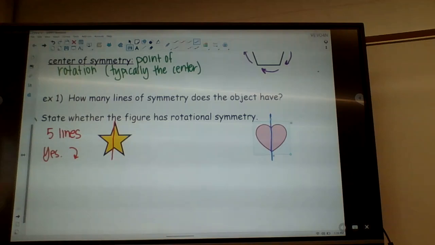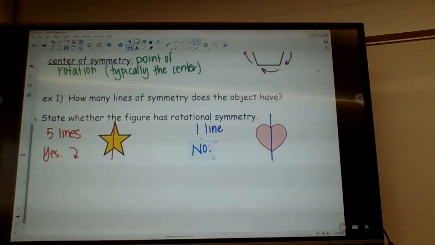So there's 1 line of symmetry here, but does it have rotational symmetry? No, because you'd have to rotate it all the way around to still look like that same heart. So 360 degrees technically doesn't count, because otherwise we could say yes to everything. So we'd say no, because it would only be that one turn that we'd have to do the full cycle. So no rotational symmetry.